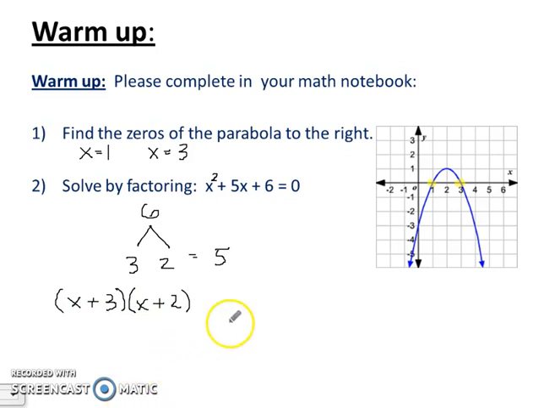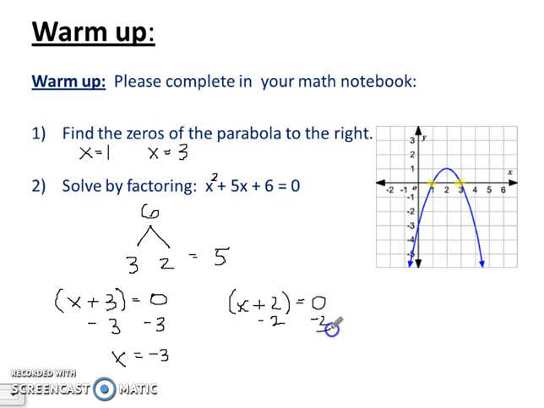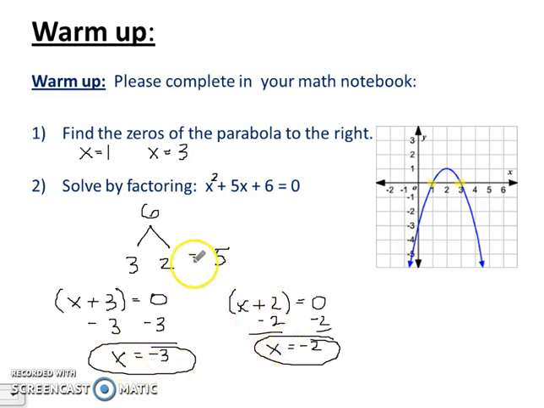That's our factored form. And then to solve by factoring, we're just going to set each of our factors equal to 0. I'm going to move this one over so that we can do that. Set it equal to 0, solve for x, subtract 3 from both sides, x equals negative 3. Set this factor equal to 0, subtract 2 from both sides, and I get x equals negative 2. So x equals negative 3 and x equals negative 2. Those are our 2 zeros because we are solving for when this equation here is equal to 0.